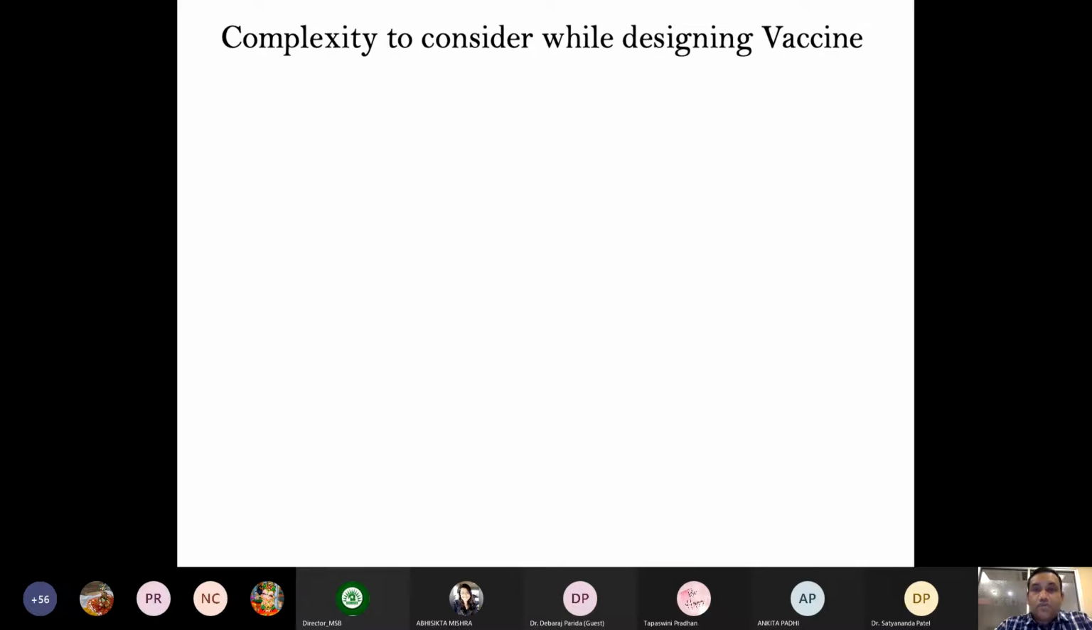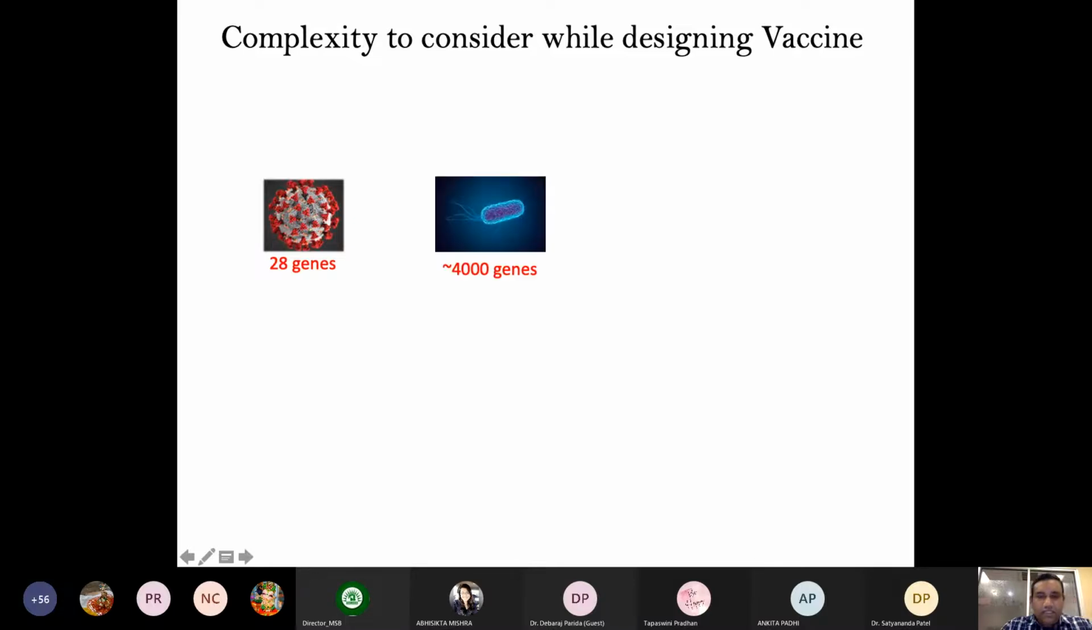So what are the complexities you should consider while designing a vaccine? I'll give you an example. Everybody can recognize this picture because it is now in fashion: this is SARS-CoV-2, and it has only 28 genes. Let's take a little more complex organism, E. coli, and it has close to 4,000 genes.